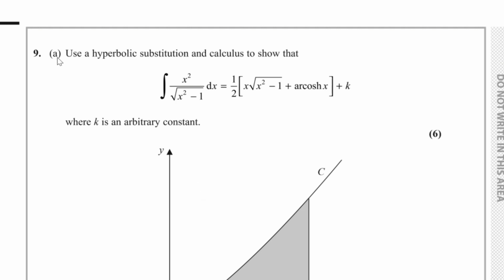Question number 9. For part A, we have to use a hyperbolic substitution in calculus to show that the integral of x squared over the square root of x squared minus 1 with respect to x is equal to 1/2 lots of x lots of the square root of x squared minus 1 plus the inverse hyperbolic cosine of x plus some constant k.